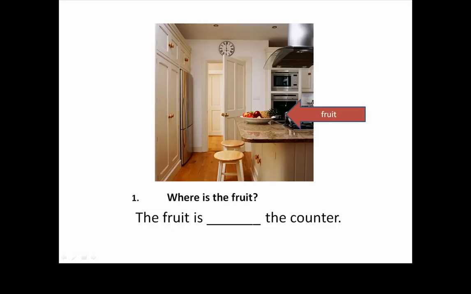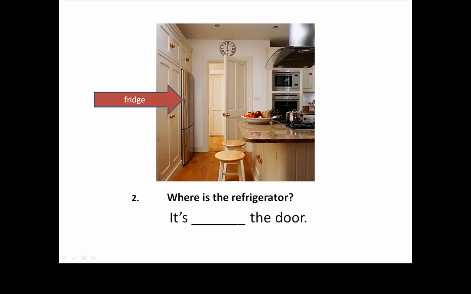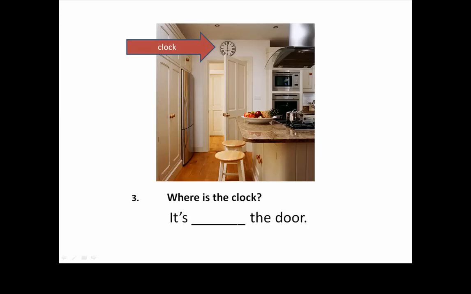Where is the fruit? The fruit is on the counter. Two. Where is the refrigerator? It's next to the door. Three. Where is the clock? It's above the door. Also, it's over the door.